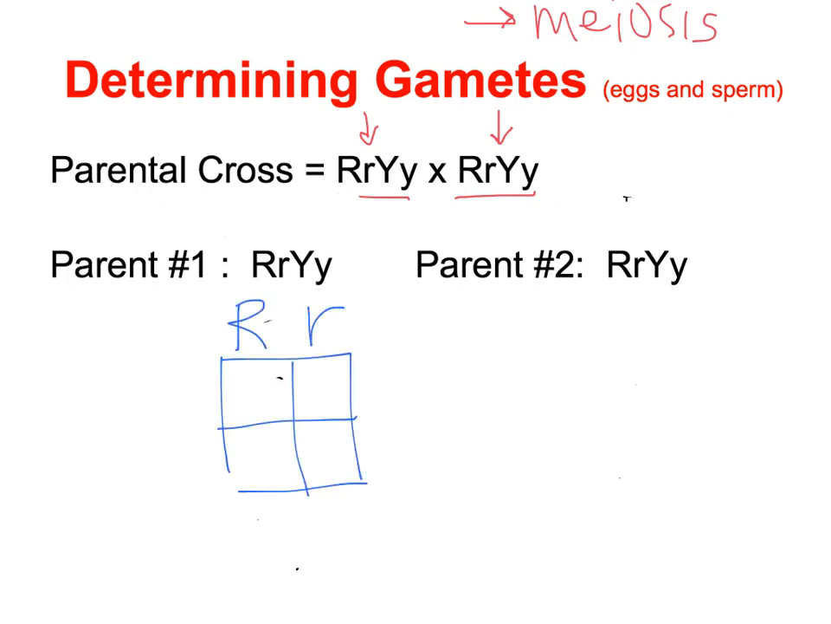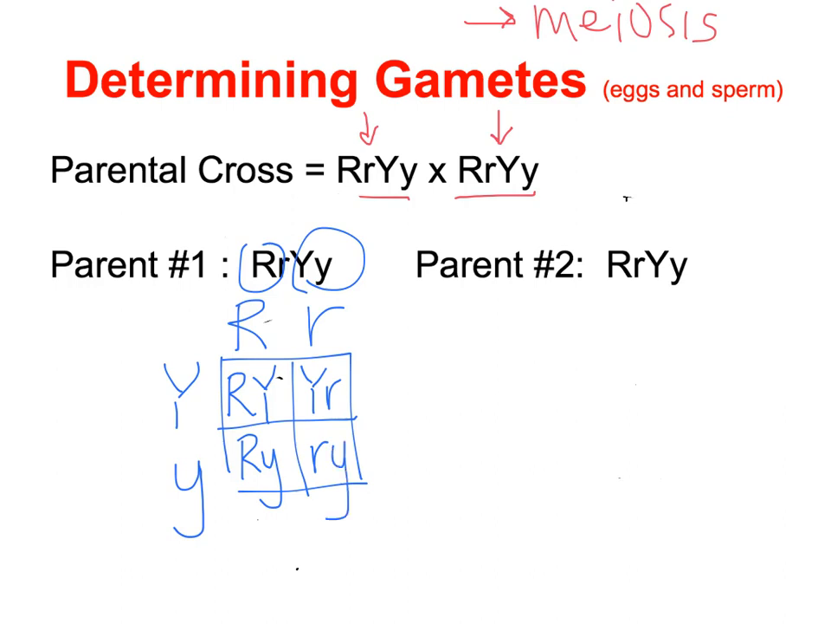I'm going to put my R's that I find right here on the top. And I'm going to put my second gene on the side, and then do just as we learned in our monohybrids. And now keep my letters together, which I didn't do up here. But now here are all the gamete possibilities. And as you remember, those are the same results that I got before.